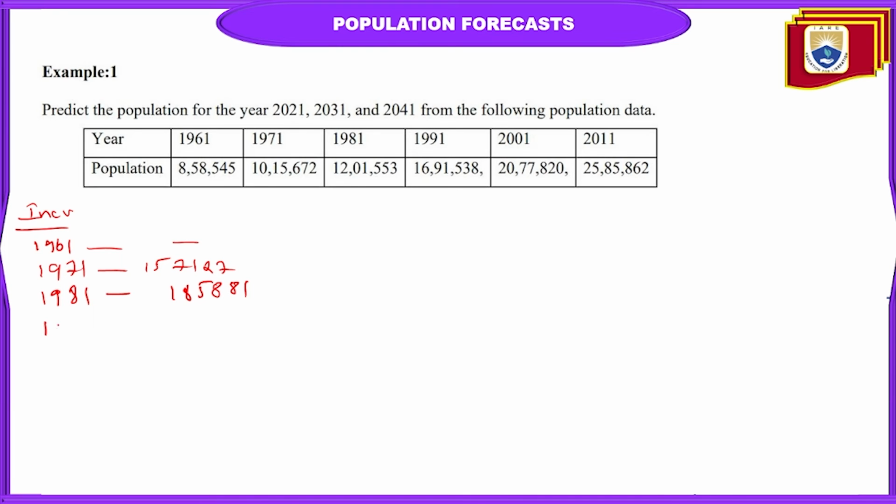And then 1991, the incremented value is 489985. And then 2001, the incremented value is this. And then 2011, the incremental one is 42,5.